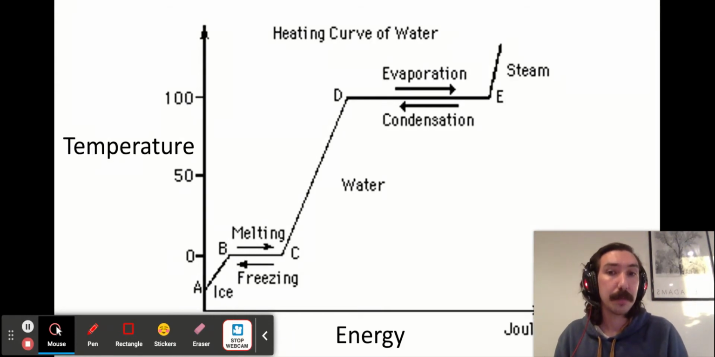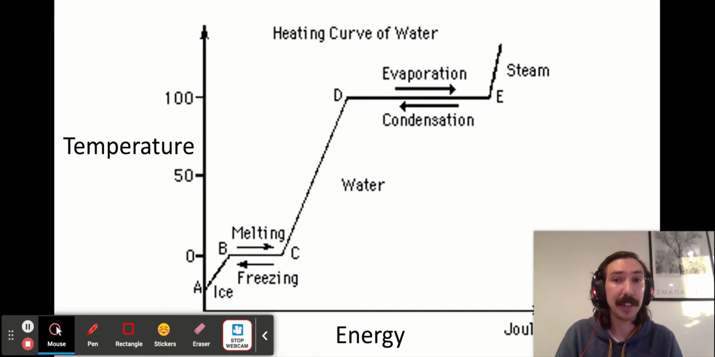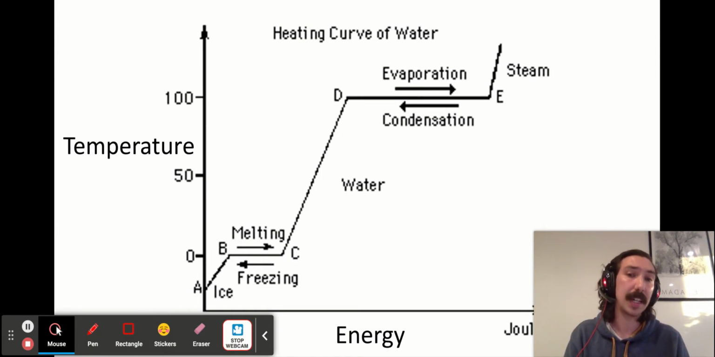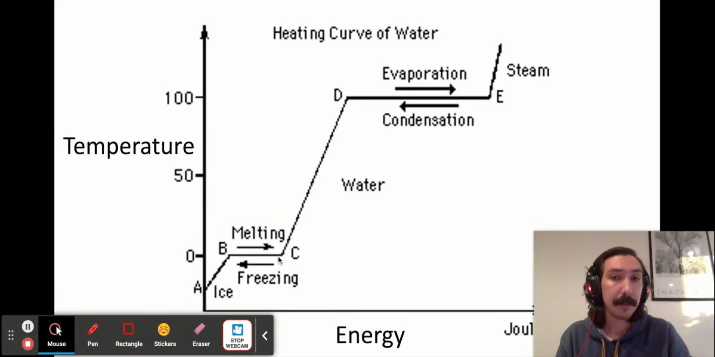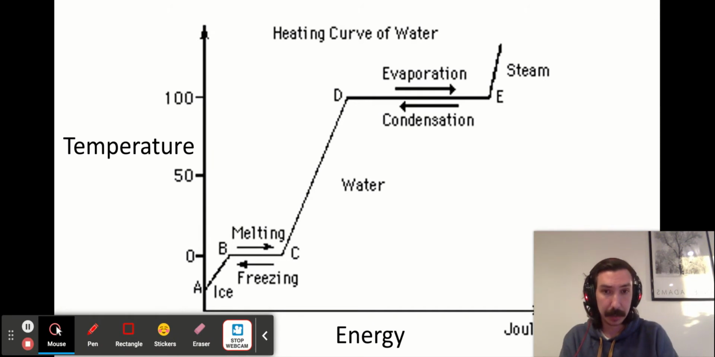And once it starts melting, I want you to know, as it starts melting from point B to C, there is no temperature change. So as that ice is melting, it is 0 degrees, and it will stay 0 degrees until all that ice melts. Once all the ice melts and it's all water, then the temperature will start increasing. So we can't have the phase change and temperature increasing at the same time. Once you hit that melting point, that is when it starts to melt.